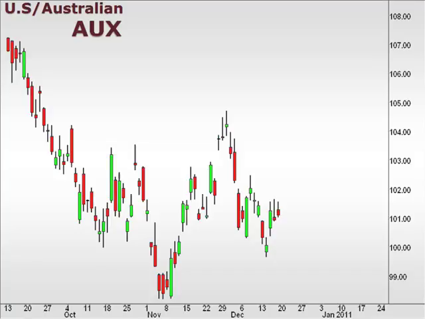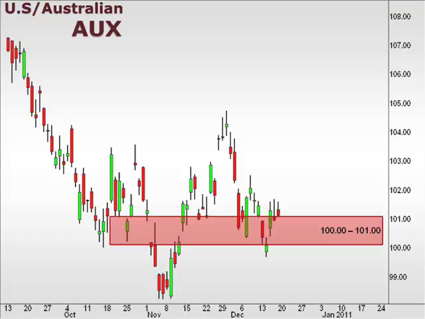Let's take a look at the US dollar versus the Australian dollar, seen here in the ISC FX options pair value AUX. Well, the AUX held support within the 101 focal zone here. And it does appear as though there is a bullish wedge forming. Now, a break above 101.5 opens the window for a move towards 105.